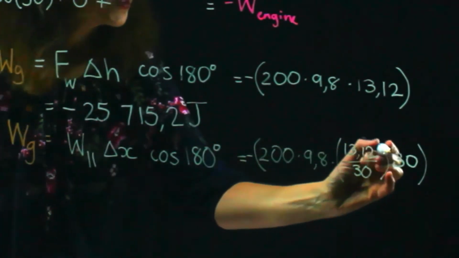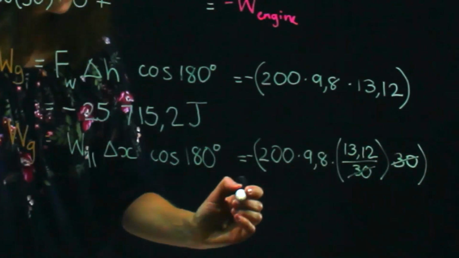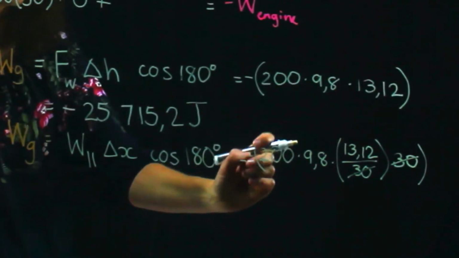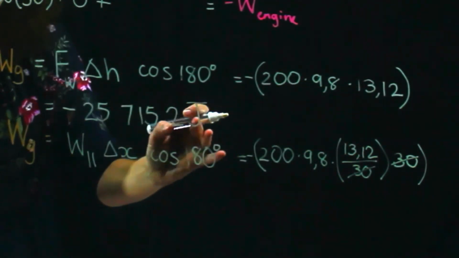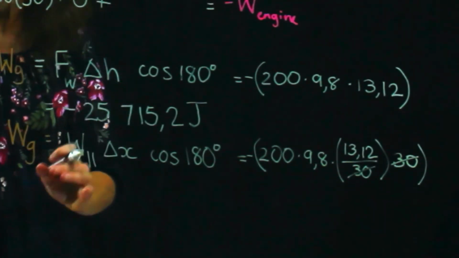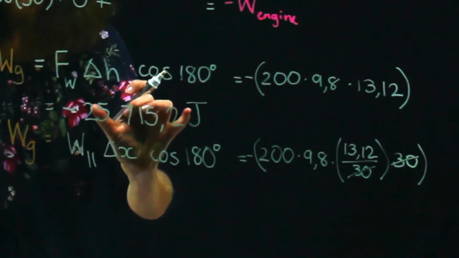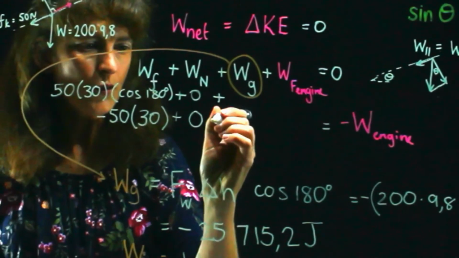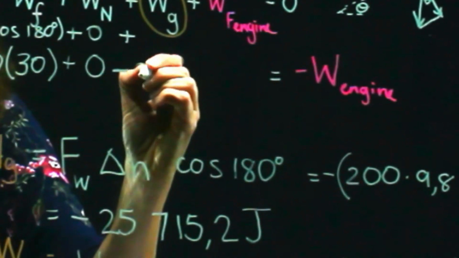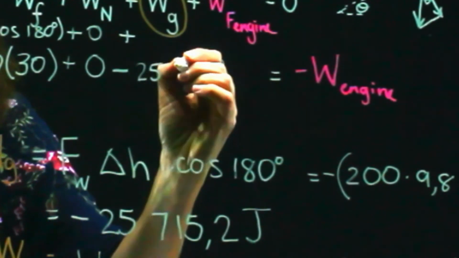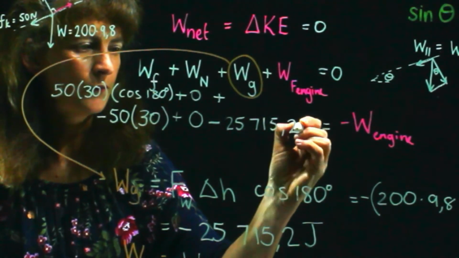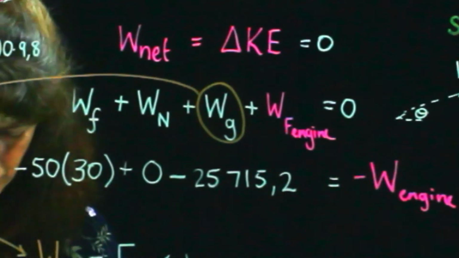Can you see that 30 and that 30 cancel one another? And can you see then we are left with exactly the same calculation that we had just now? I was just trying to show you that we get the same answer two ways. So now what we can do is put this value in here. The work done by gravitational force is minus 25,715,2.